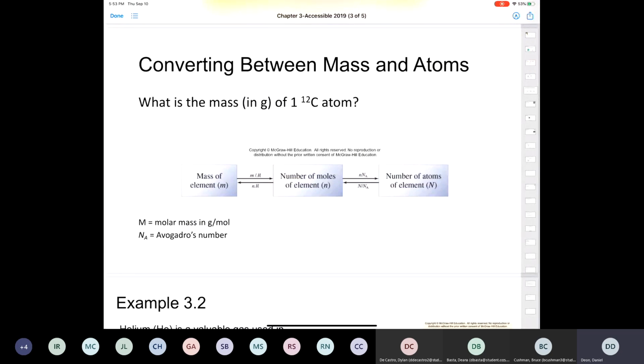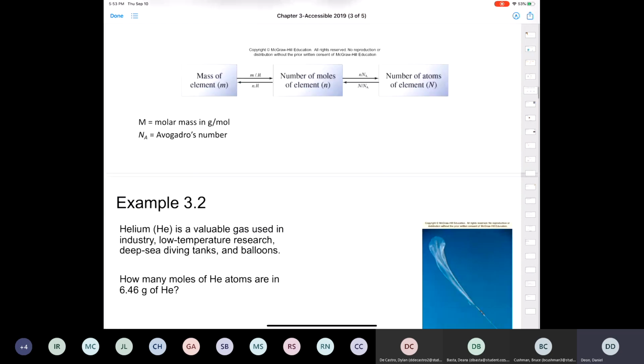So this slide just shows you the relationship between mass and atoms that I just covered. If you take the mass of an element, you can convert that into the number of moles using the molar mass, and then you can figure out the number of atoms from that. Anyhow, that's something that we're going to do a few times in this class.